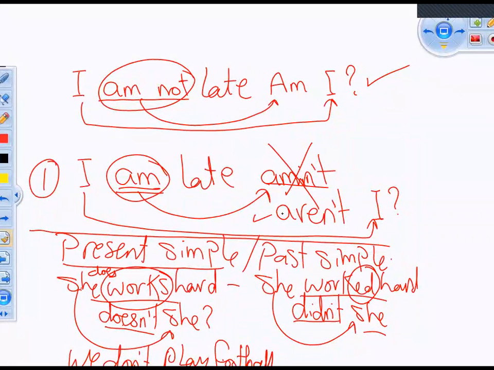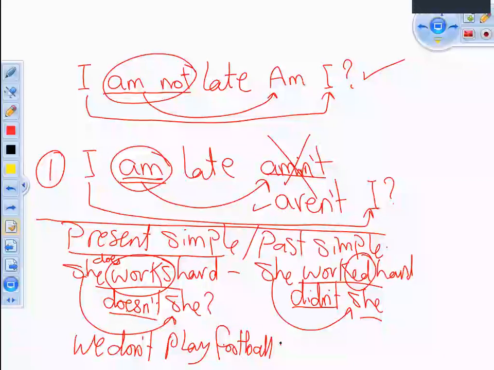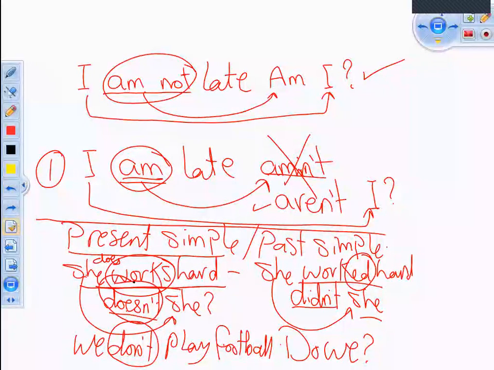We don't play football. We have "don't" here as an auxiliary verb. We change it into affirmative. Do we? But in an affirmative sentence, we have to get an auxiliary verb. Is it clear? This is number two.